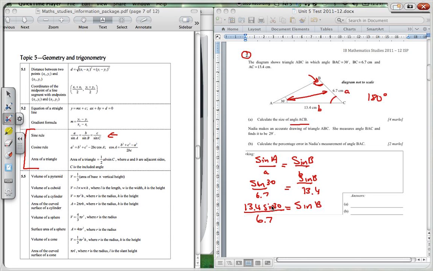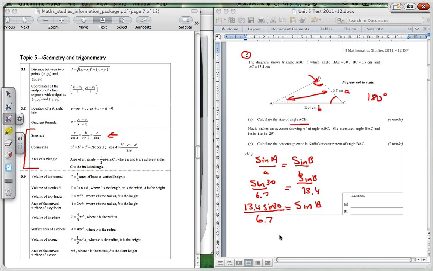Times the sine of 30 divided by 6.7, and we get 1.046. Sorry, I made a mistake here. 13.4 times the sine of 30. I didn't close brackets, and so that caused a problem. Divided by 6.7, and I get exactly 1.